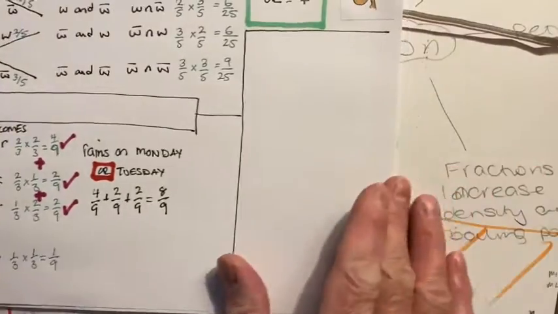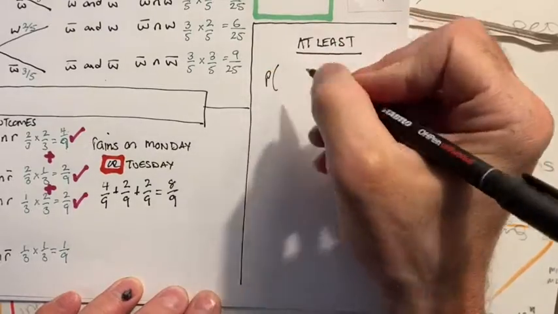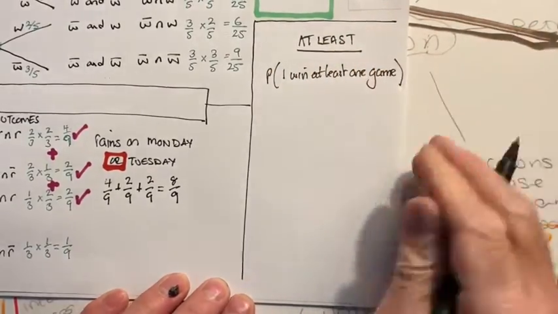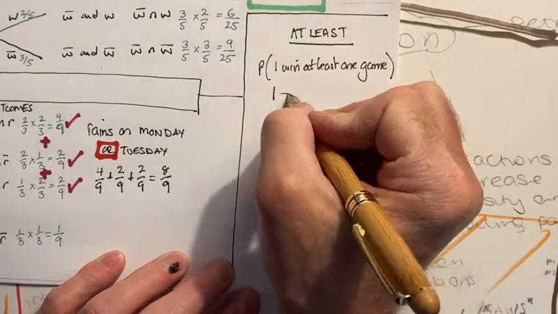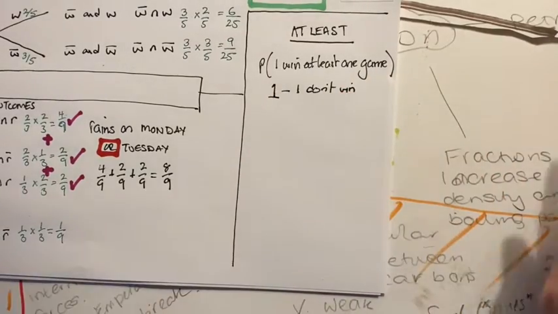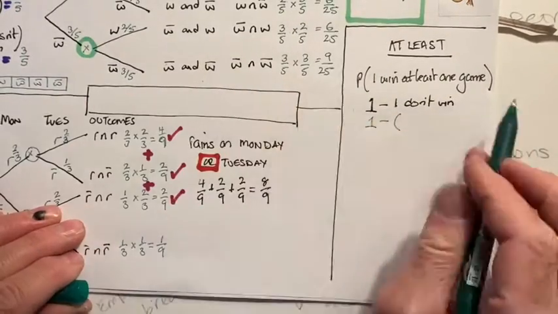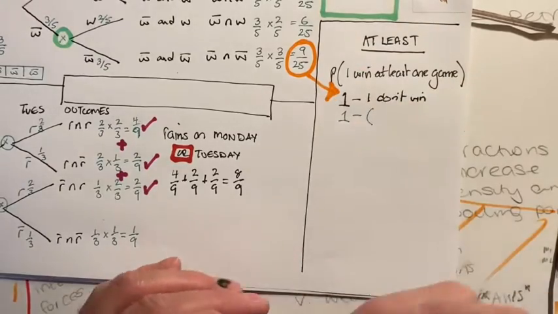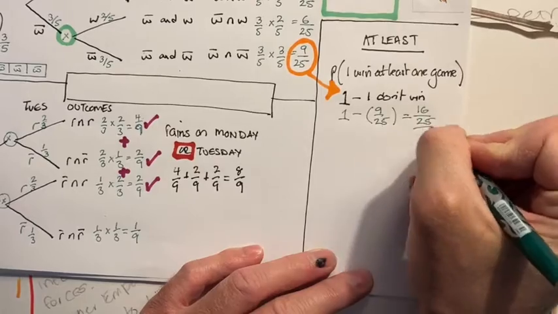Last thing we want to look at is the words at least. What happens when you get a question with at least? Let's go back to the first one. What's the probability I win at least one game? Well, if we look at that, that means I win all but one. So it's 1 minus I don't win. Let's look at what the probability is I don't win. So if we go back to our tree diagram, we can see here, I don't win and I don't win is 9/25. So that's the probability I don't win. So 1 minus 9/25 is 16/25.